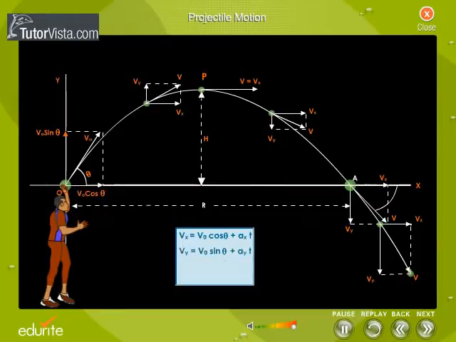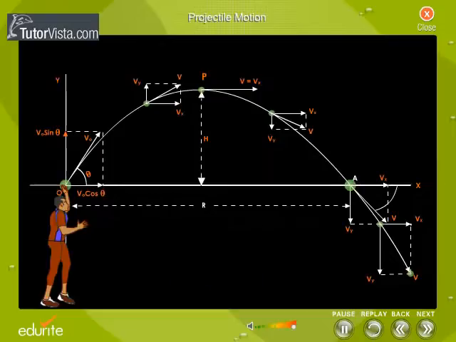There is no acceleration in the horizontal direction. The vertical component of acceleration ay is equal to minus g. Substituting the values of ax and ay in equations 1 and 2 respectively, we get the vertical component of velocity, which changes with time, and at the highest point, Vy becomes 0.